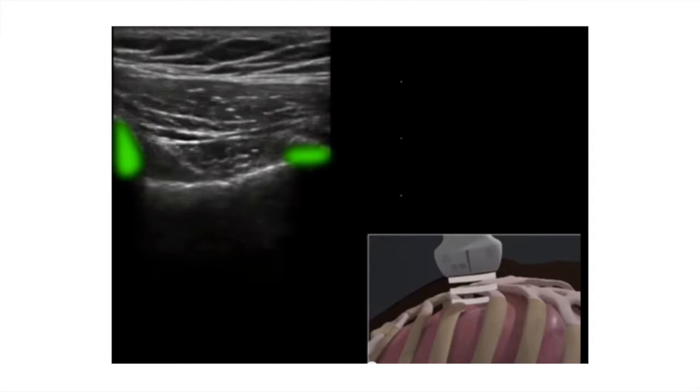This is the way you will put your probe. You put your probe vertically on the chest, the left part of your screen being the head, and the right part of your screen being the foot.